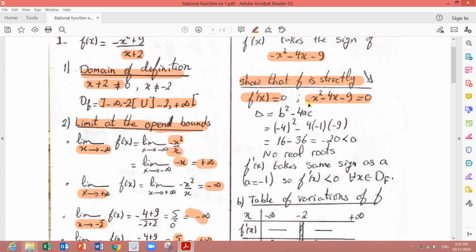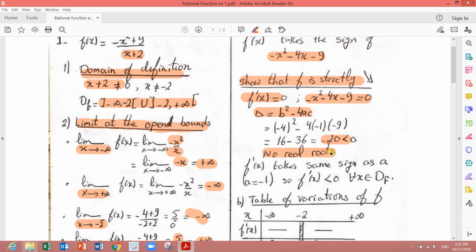Since it is of the second degree, we find delta. Delta is b squared minus 4ac. B is minus 4, squared, minus 4 times a times c. A is minus 1, the coefficient of x squared, and c is minus 9. So we get 4 squared is 16, and minus 4 times minus 1 times minus 9 is minus 36. So delta is negative. We know that we have no real roots.